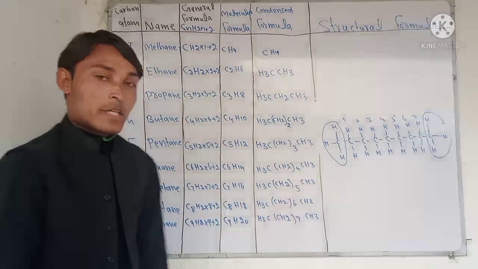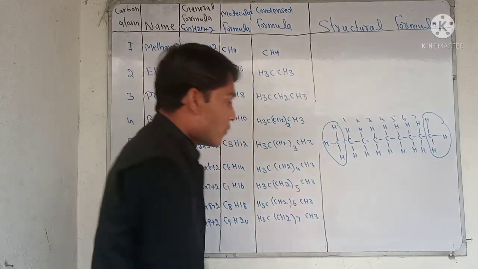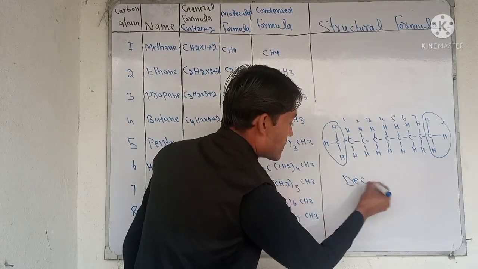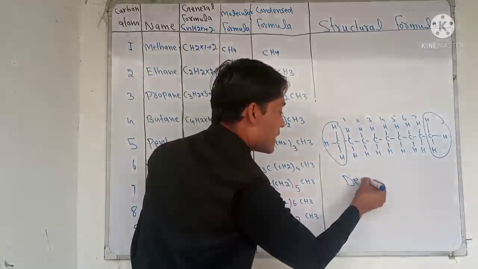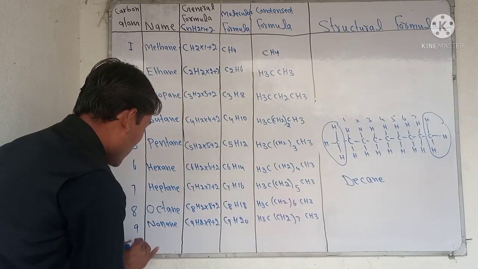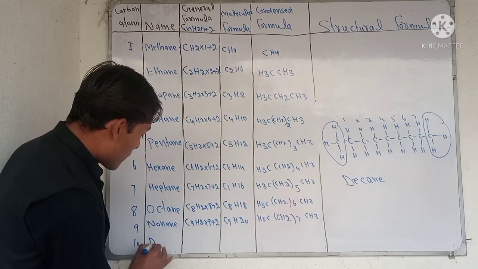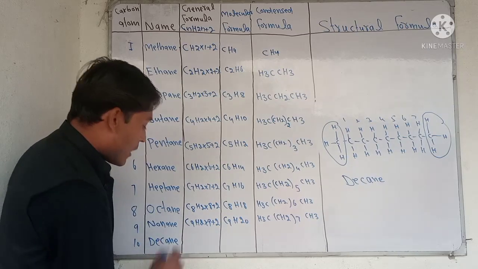And if we talk about carbon number 10, we have the prefix dec, D-E-C. And as you know, for alkane we have to write an A near the end. So for carbon 10, the name is decane. And what will be the formula?